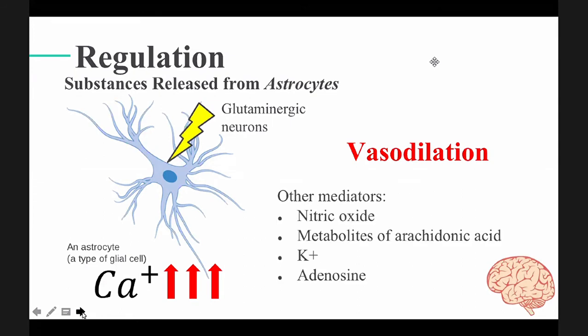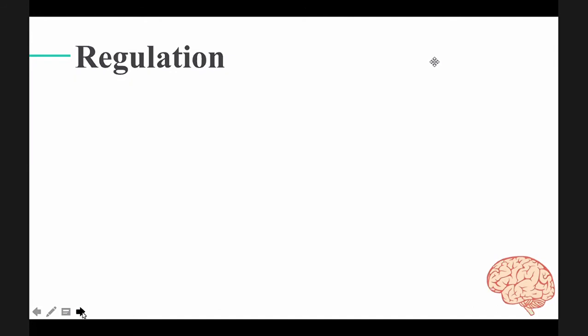So there are other mediators, let's say nitric oxide, metabolites of arachidonic acid, potassium ion, and adenosine. All of these substances would result in vasodilation. Okay.